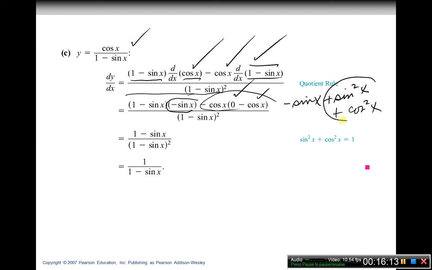And you will remember from pre-cal that sine squared plus cosine squared is 1, so we get 1 minus sine of x divided by 1 minus sine of x quantity squared. So factoring one of the factors out in the numerator and denominator, we end up with 1 over 1 minus sine of x.